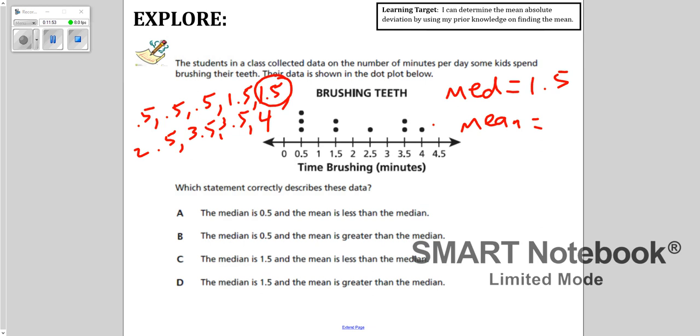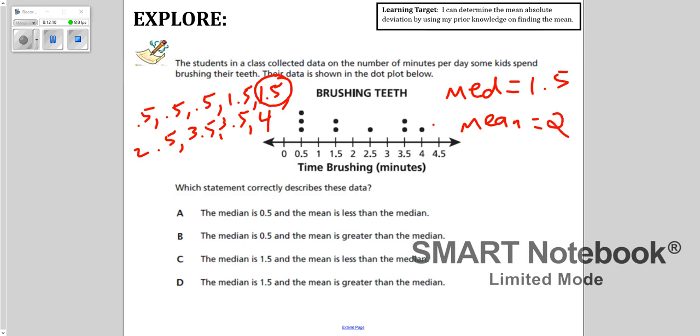To find the mean, I need to add up those 9 numbers and then divide by 9. So I'm just going to do that in my calculator. And you get 18, and 18 divided by 9 is 2. So the mean is 2.